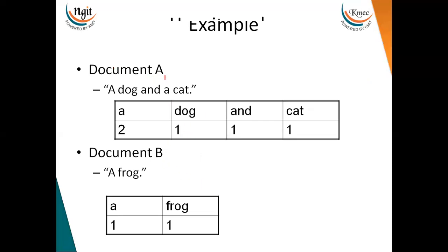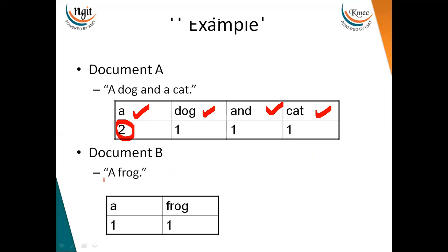Suppose there is a document A which contains only these five words: a dog and a cat. Now, in these five words, how many different types of words do we have? Only four. Now, how many times does each of these four words appear in the document? A appears twice, so its frequency will be 2. Dog appears only once, so its frequency is 1. Similarly, cat appears only once, so its frequency is 1.